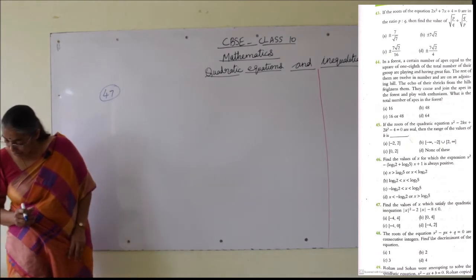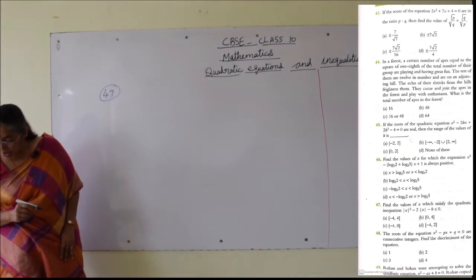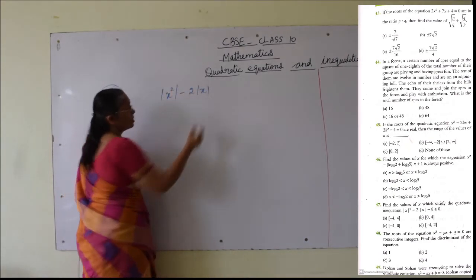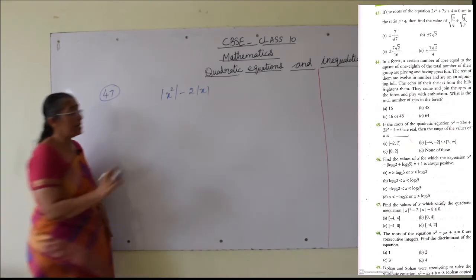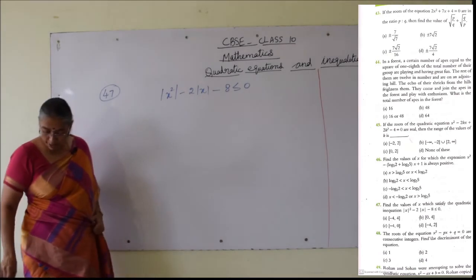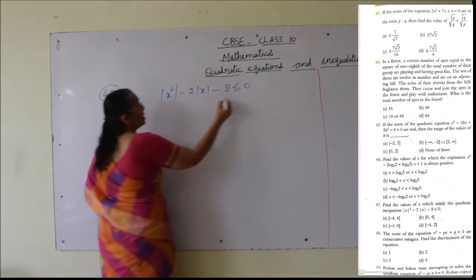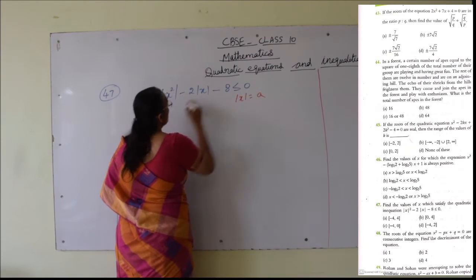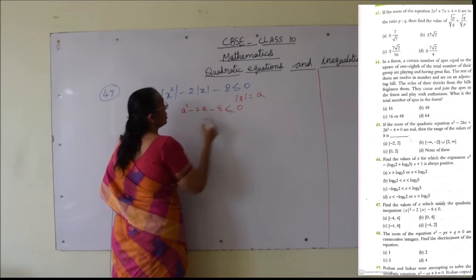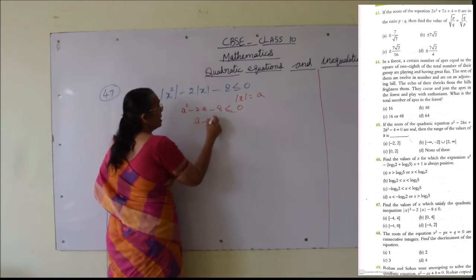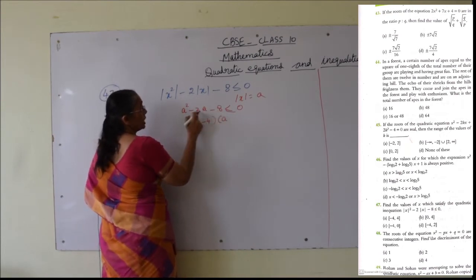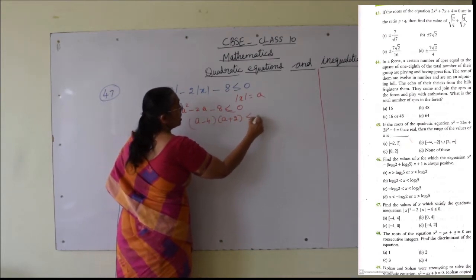Find the values of x which satisfy the quadratic inequation: modulus of x squared minus 2 times modulus of x minus 8 is less than or equal to 0. The mod function we discussed before. Consider first mod x equals a. So this will come as a squared minus 2a minus 8 less than or equal to 0. On factorization: (a minus 4)(a plus 2) less than or equal to 0, since 4 times 2 is 8, minus 4 plus 2.